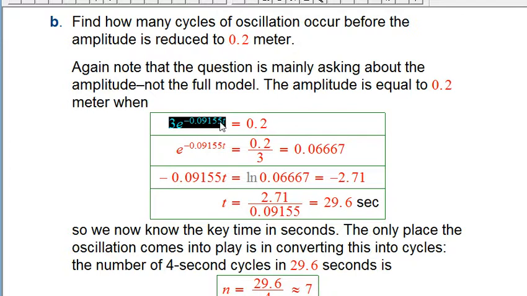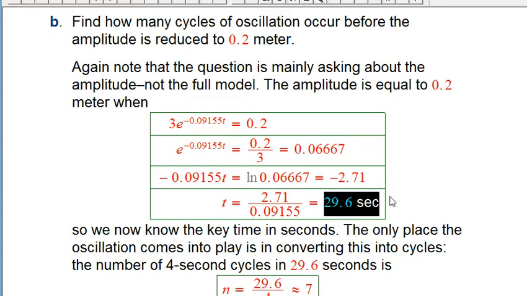Here's the amplitude function in one of the forms we had, the E form. Just set it equal to 0.2. Divide out the 3, take a log, divide by the rate constant. The time is going to be 29.6 seconds. So pause it and go through that if you want. I'm not going to go through the details.